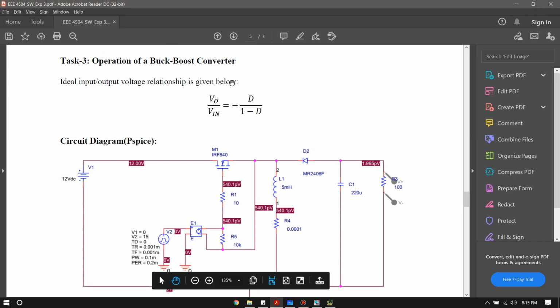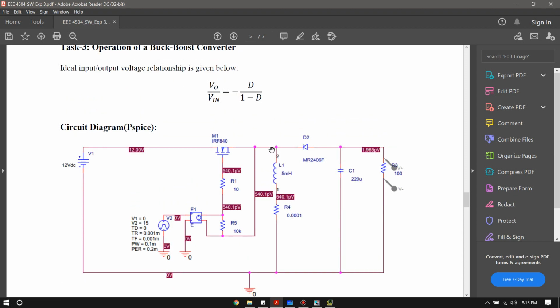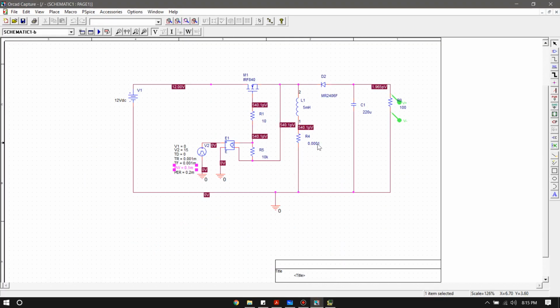So for the buck boost converter, we have our input-output relationship like this, minus t divided by 1 minus t. Because of the negative sign, whatever output we get will be inverted. Okay, so keep that in mind. And this is the general outlook for PSpice. Okay, so we'll go to the circuit.